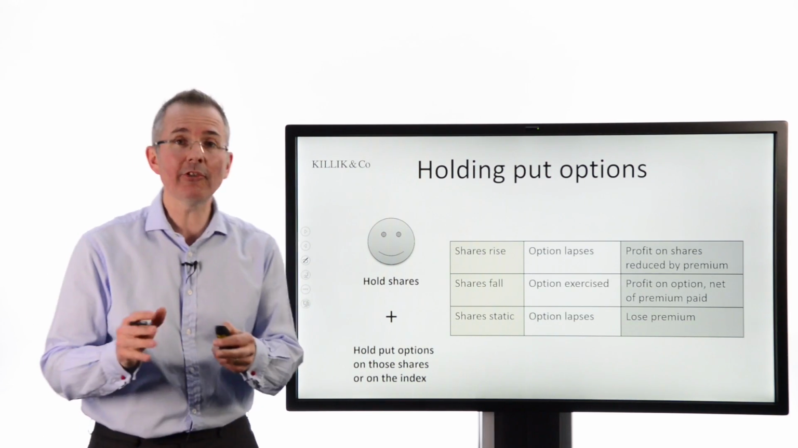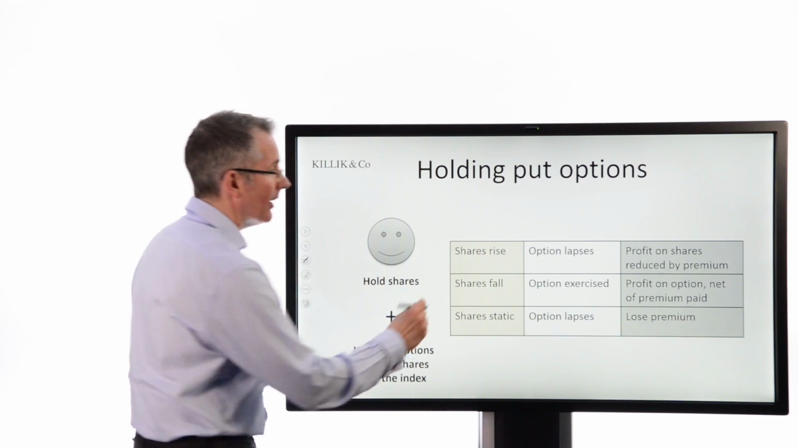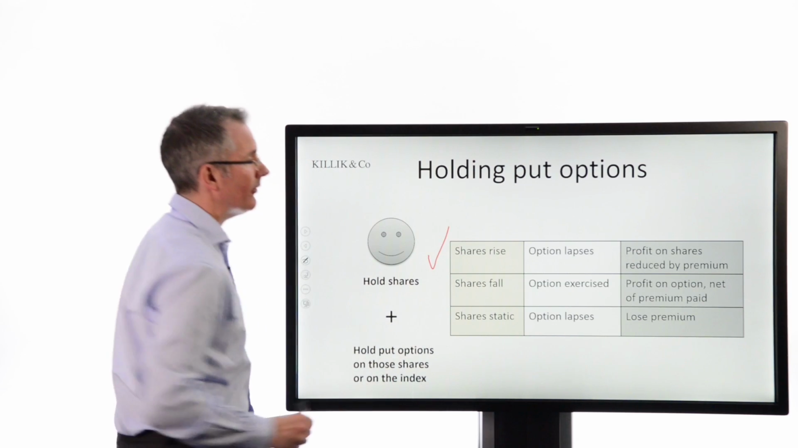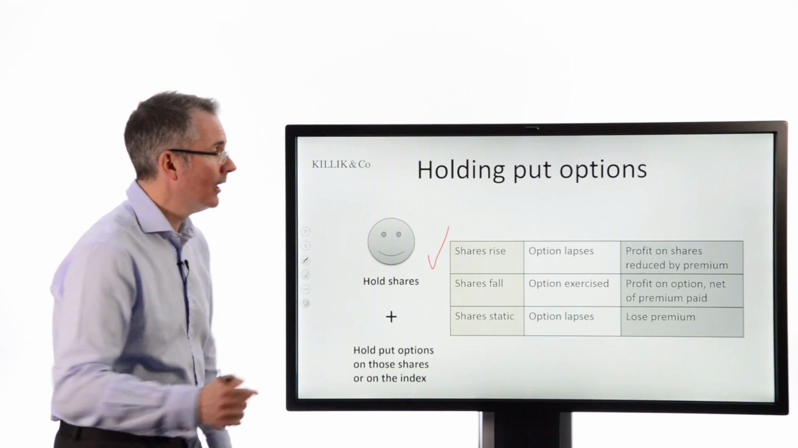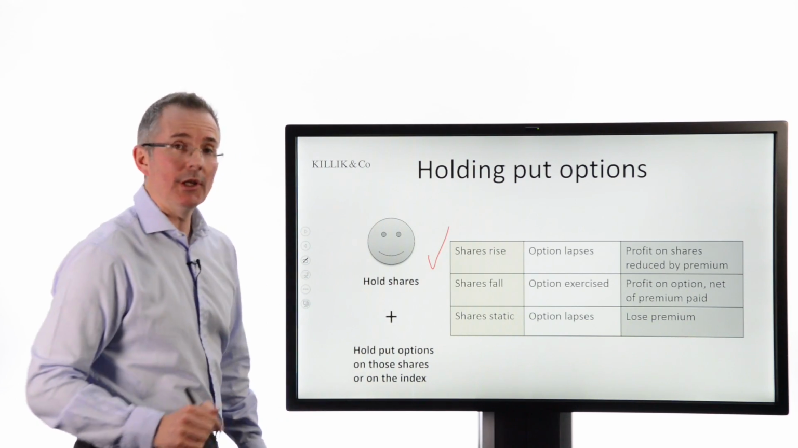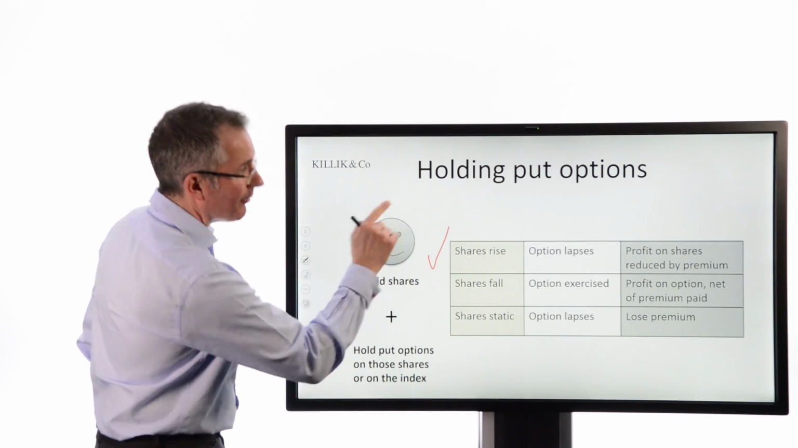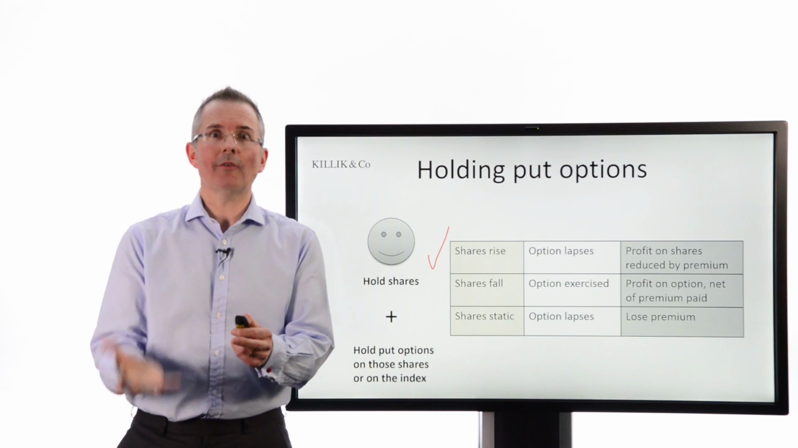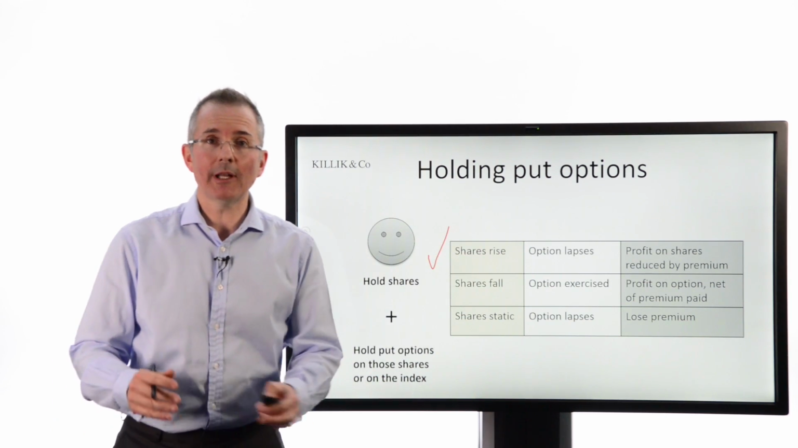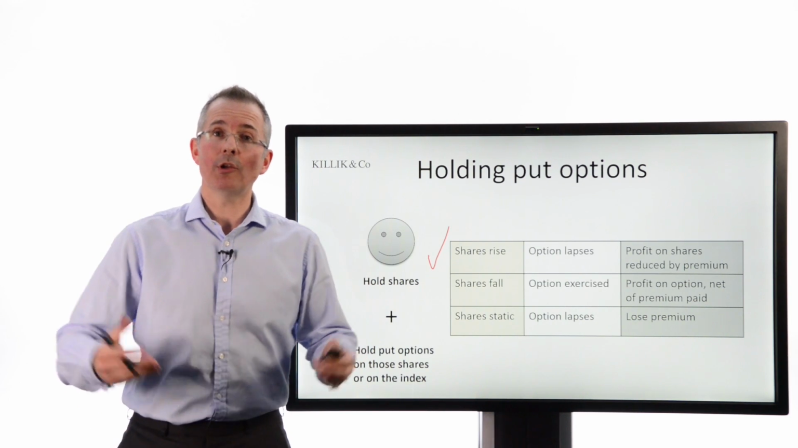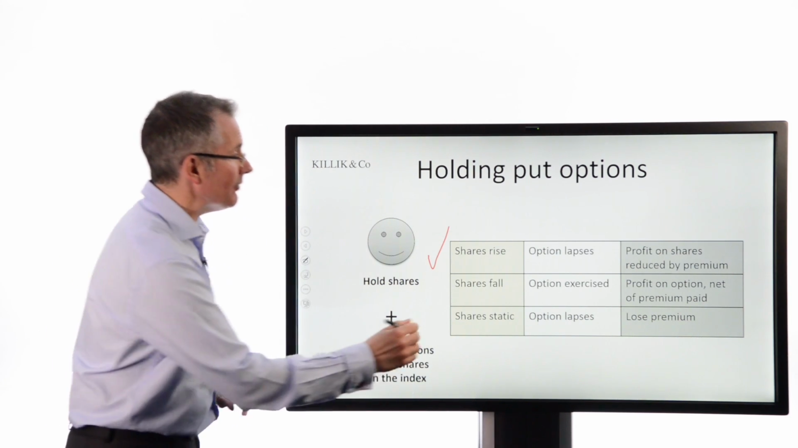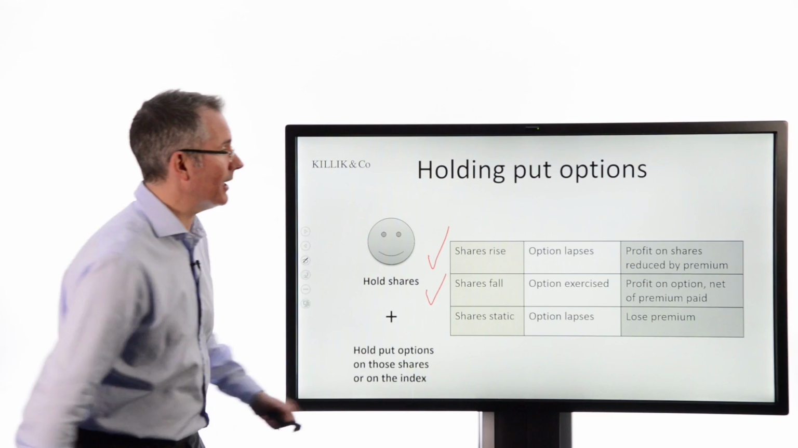What could happen, in summary? 3 things I'm suggesting. If the shares rise, this is from the perspective of the person who holds a piece of paper and has got the underlying portfolio, the option's going to lapse. You're not going to use it. So the profit you make on the shares you're holding, because they've gone up, is just reduced a little bit by the £200 premium you've paid up front. So you've sunk the premium into the insurance policy and not used the insurance, if you want to see it that way.